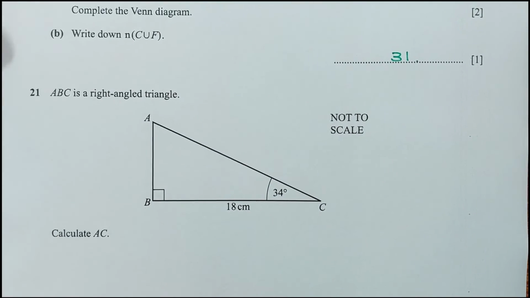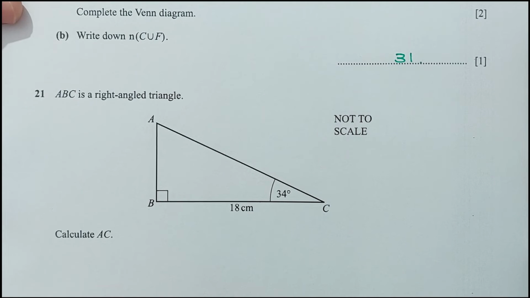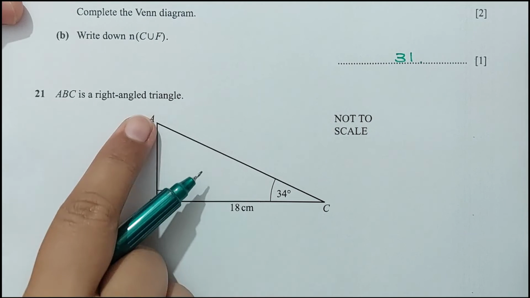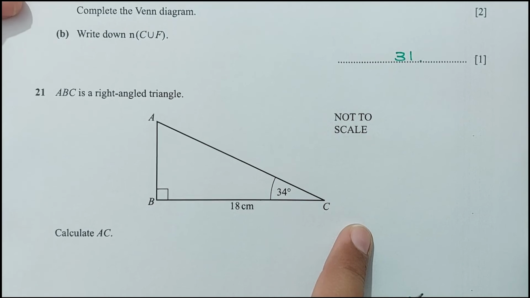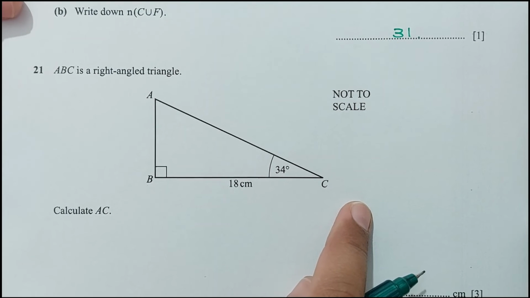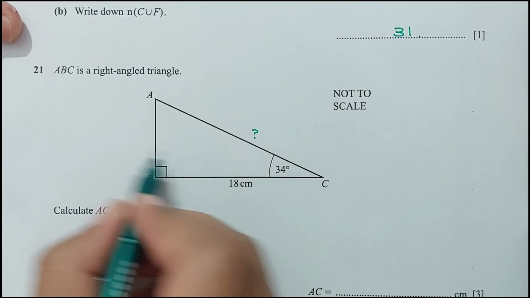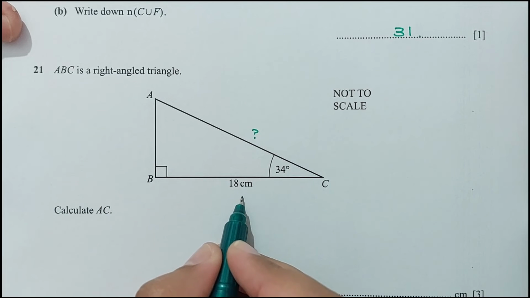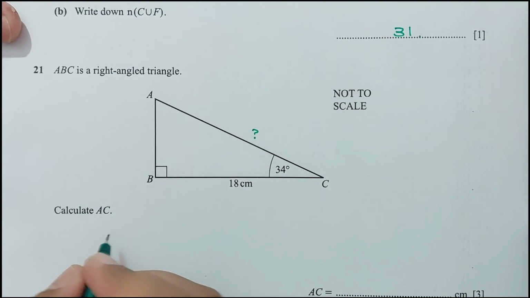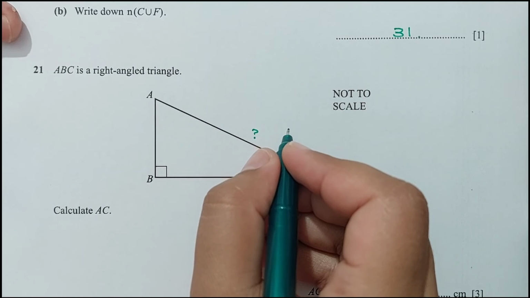Question number 21. ABC is a right angle triangle. Calculate AC. A to C is the hypotenuse we have to calculate. Since it is a right angle triangle, we can use primary trigonometric ratios. So we have to calculate the hypotenuse. We know the angle we have. This is the opposite and this is the adjacent of that angle. So adjacent over hypotenuse is a ratio for cos.